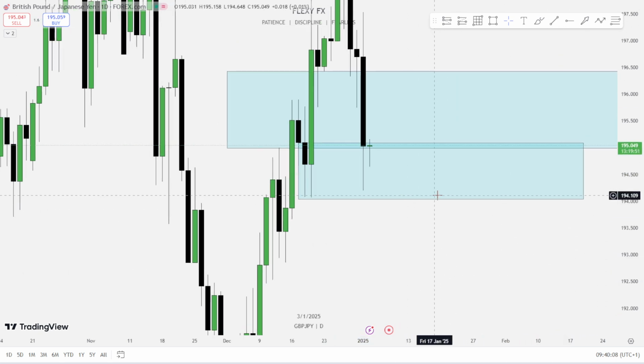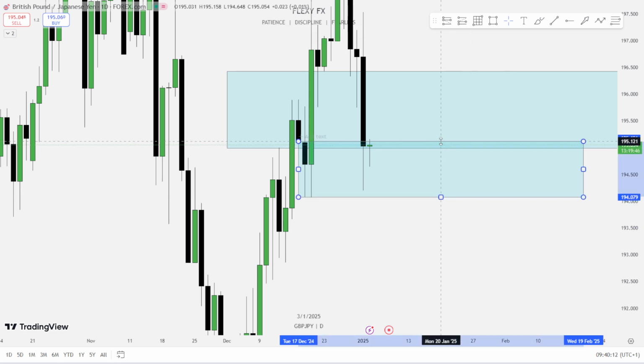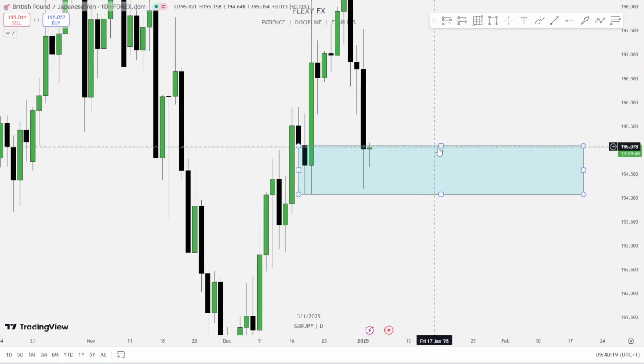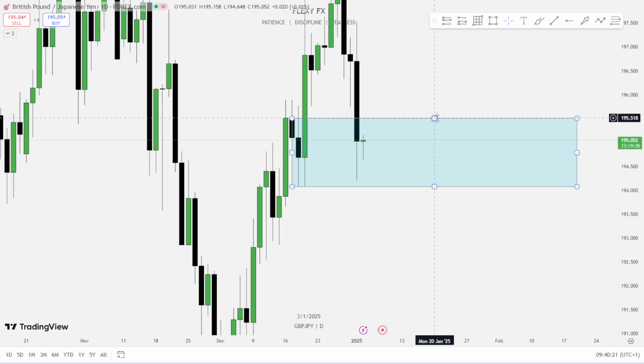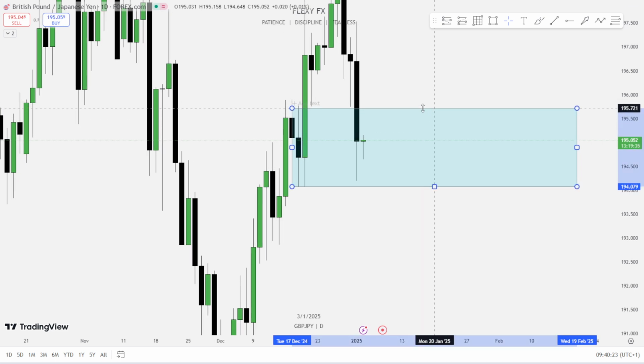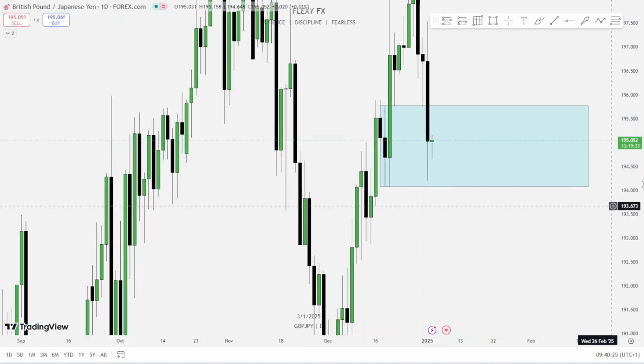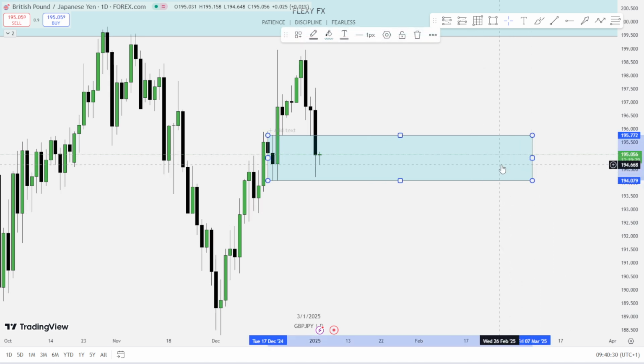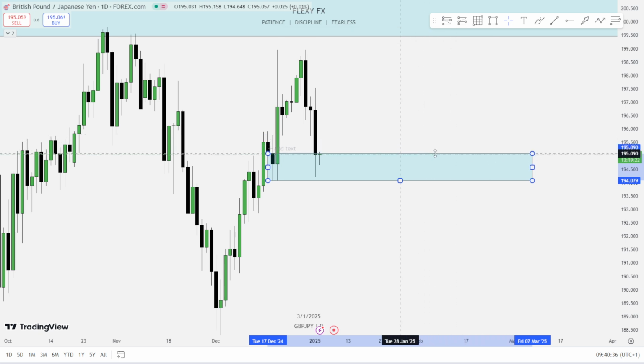This is how I normally take my order block. Since this is on the daily time frame, I don't highlight everything. I'm going to take this fair value gap off. I don't highlight everything like this because it will make it too big for me. Whenever I'm on the 4-hour time frame and on the daily time frame, this is how I take my order block. This is a bullish order block.